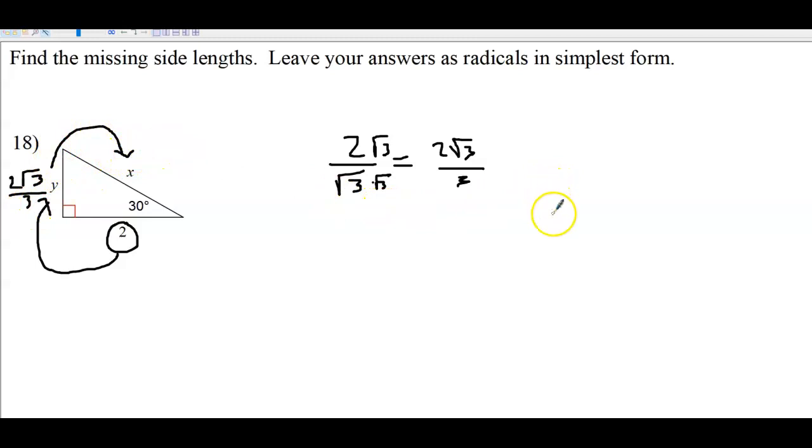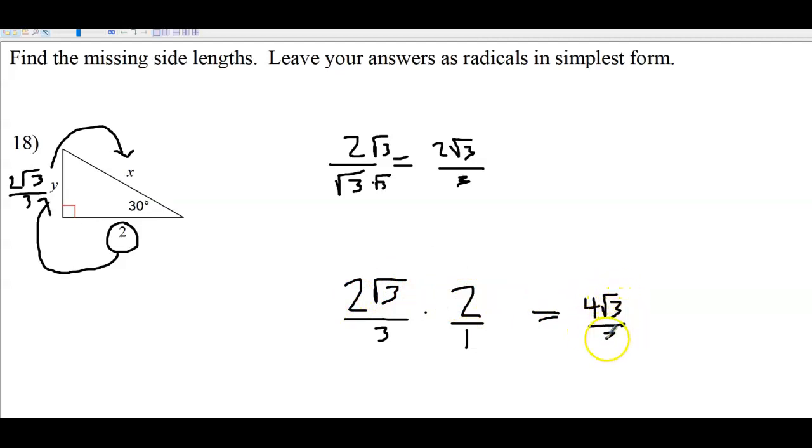Now, you might have gotten a little confused here. How do you multiply that by 2? Some of you probably multiplied the top, some of you probably multiplied the bottom, some of you probably multiplied both. But how do you do it? If I'm multiplying this by 2, you're multiplying that by 2 over 1. And so you only multiply the tops together. So it's 2 times 2, which is 4 square root of 3 over 3. So the hypotenuse would be 4 square root of 3 over 3.